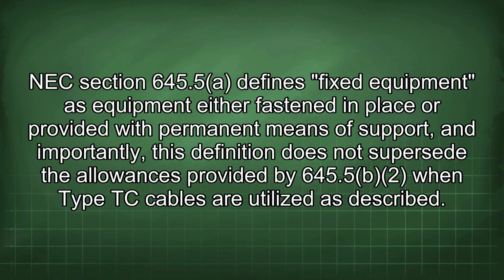NEC Section 645.5 defines fixed equipment as equipment either fastened in place or provided with permanent means of support, and importantly, this definition does not supersede the allowances provided by 645.5, where Type TC cables are utilized as described.